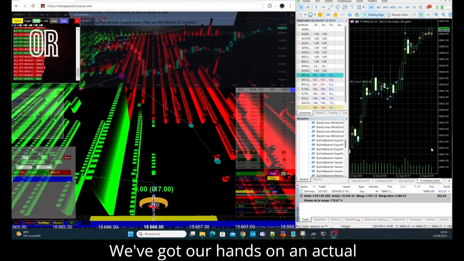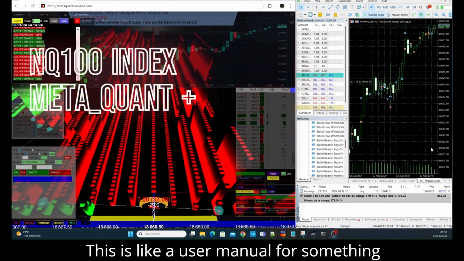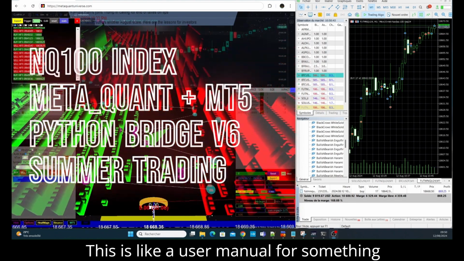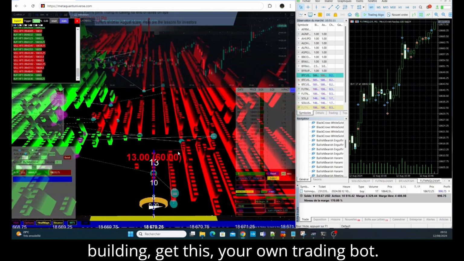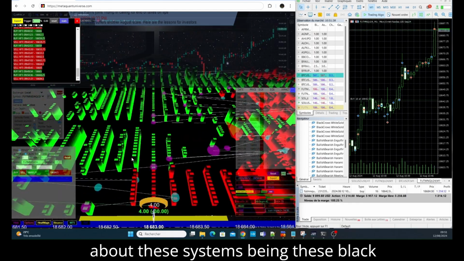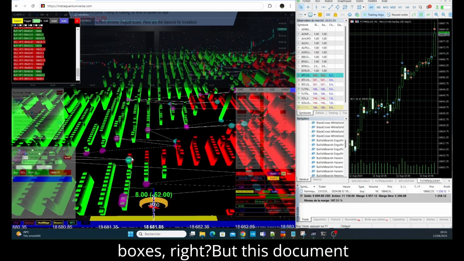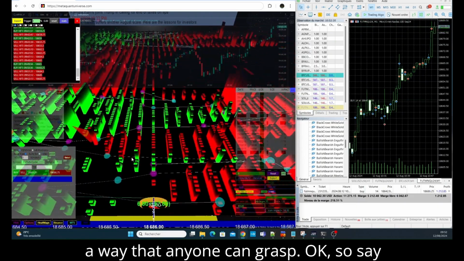We've got our hands on an actual document. Yeah, this isn't some theoretical, pie in the sky. This is like a user manual for something called MetaQuant, and it's designed for building, get this, your own trading bot. It's fascinating stuff and surprisingly transparent, honestly. You always hear about these systems being black boxes, right? But this document lays it all out, nuts and bolts style, in a way that anyone can grasp.